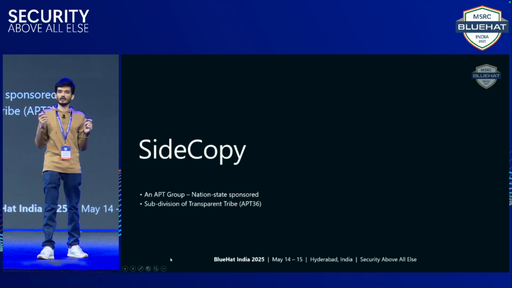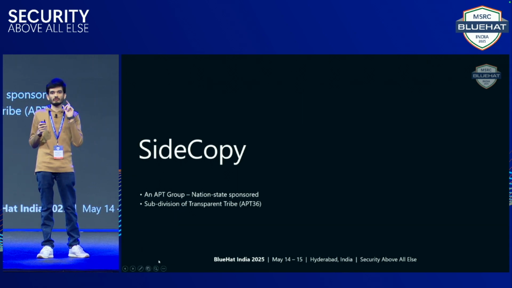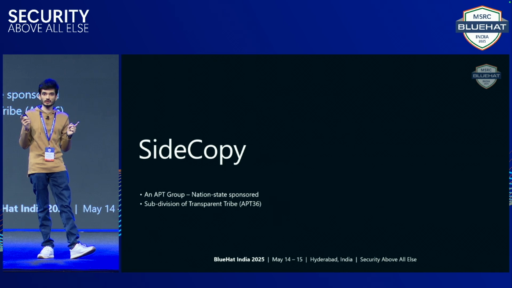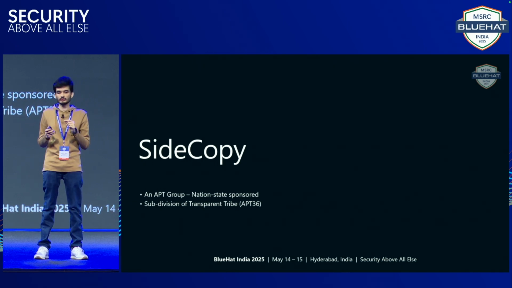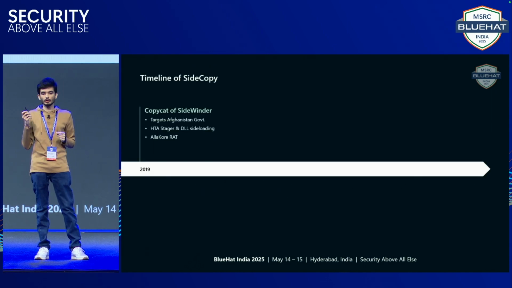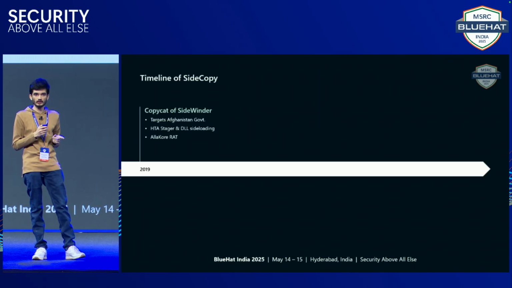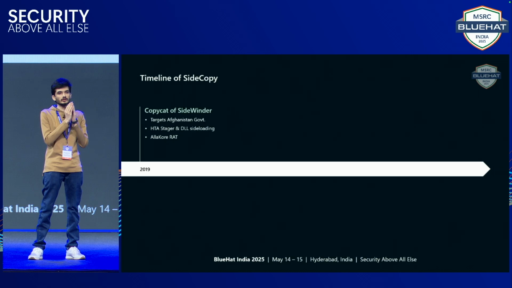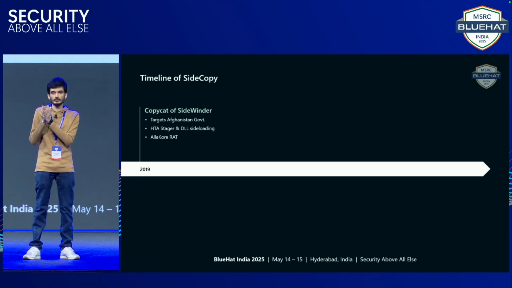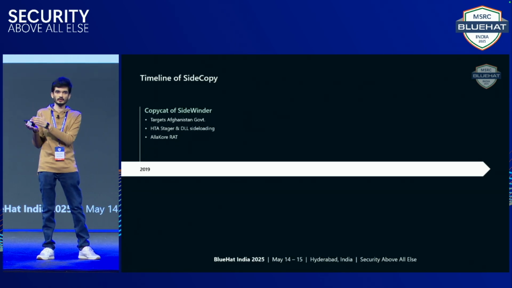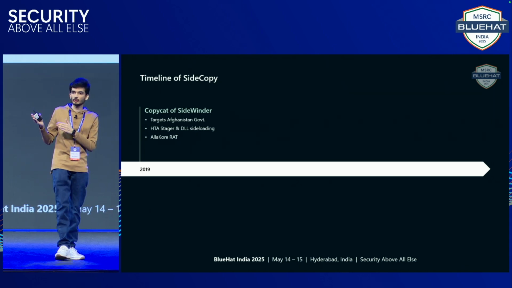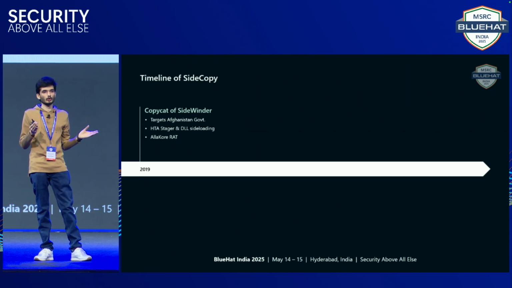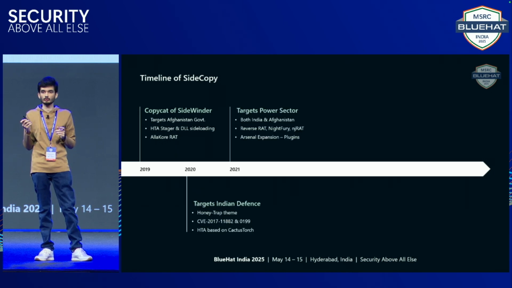SideCopy is an advanced persistent threat group which is attributed to a South Asian nation-state group. It is also known as a subdivision of another APT group known as Transparent Tribe. SideCopy was first observed in 2019, where initially we saw TTPs similar to those of an APT known as Sidewinder, and they are actually copying these same TTPs, for example, the HTA-based stager and DLL sideloading techniques, to use a very well-known open source agent known as Xeno RAT.